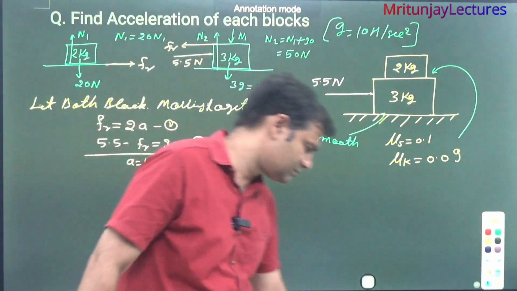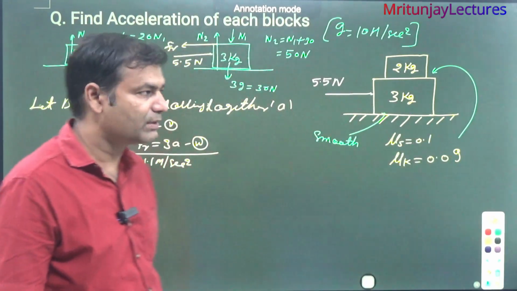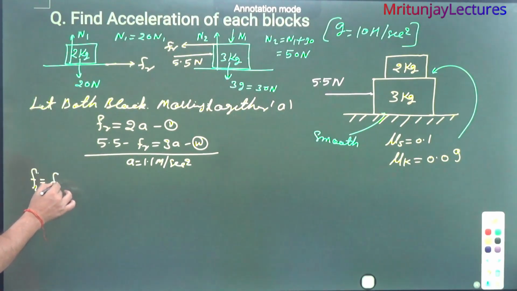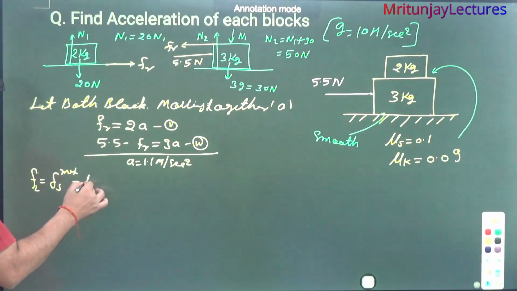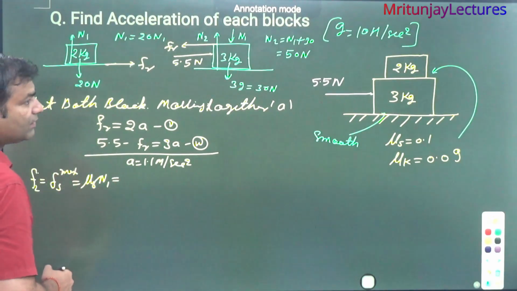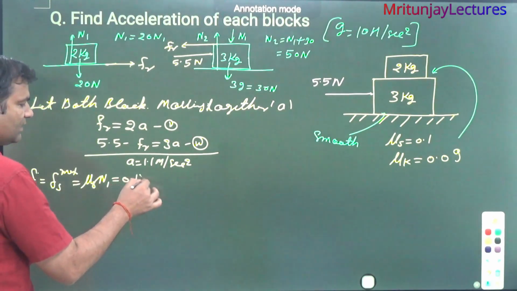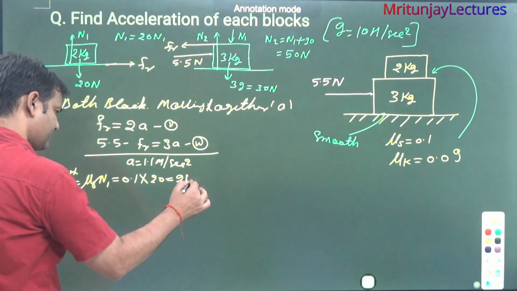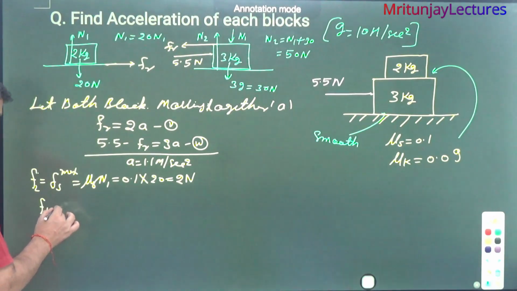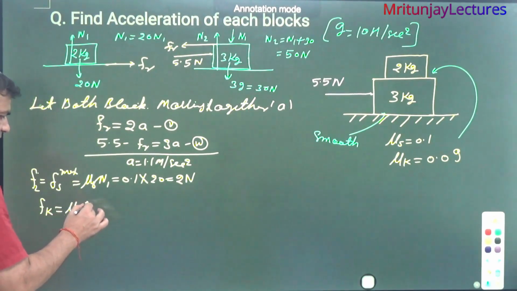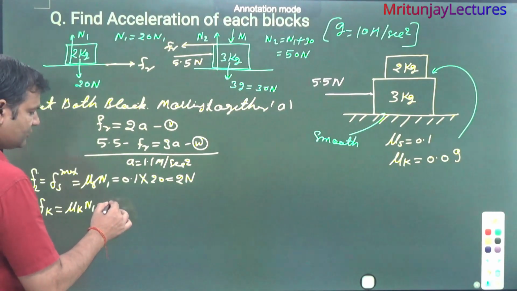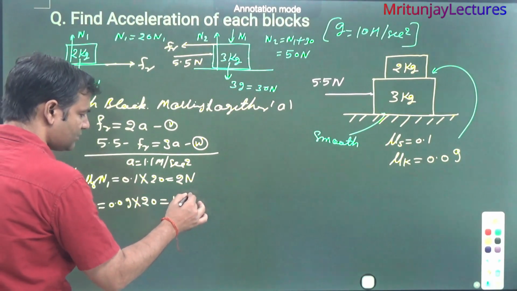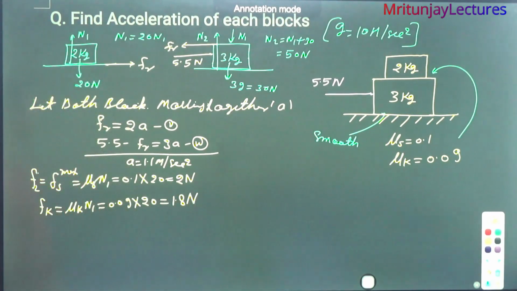Now, what about static friction? Limiting friction, that is Fs max, is μs into N1. What about μs? 0.1. And what about N1? 20. So that is 2 Newton. What about Fk? Mu k into N1, that is 0.09 into 20. We get 1.8 Newton. Clear or not?